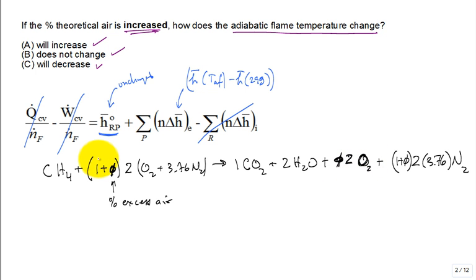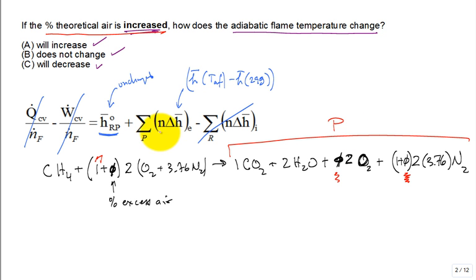Why do I have phi times 2 for the oxygen? Because the 100% was used to make water vapor and carbon dioxide, but the excess phi just went through the system. True? So when you have excess air, an increased amount of air above theoretical, you get more nitrogen and some unused oxygen.